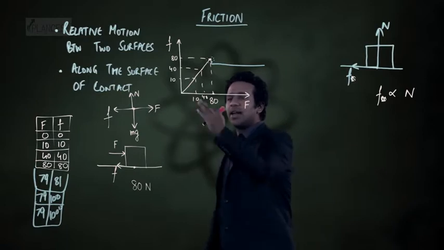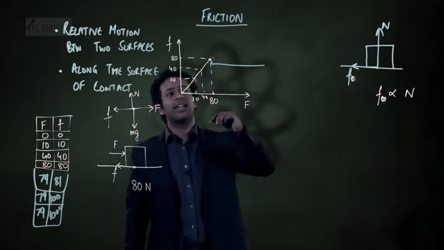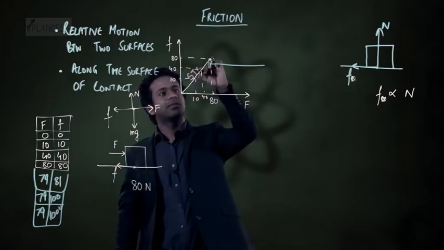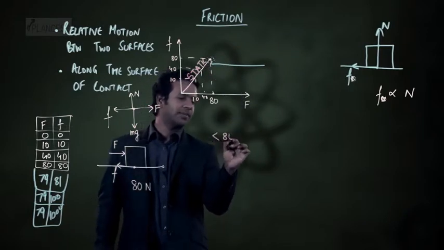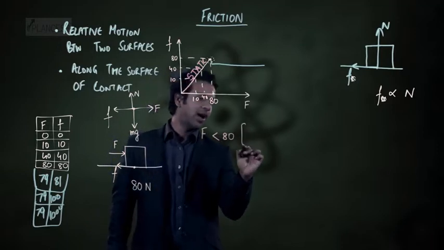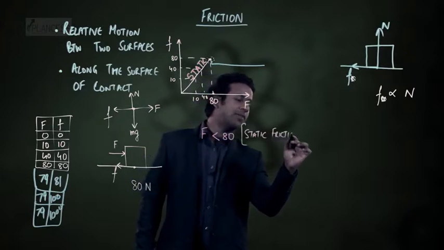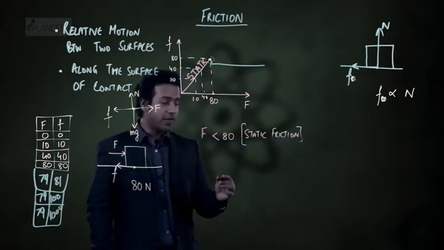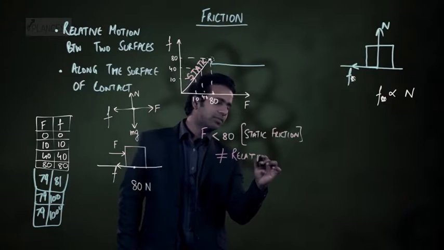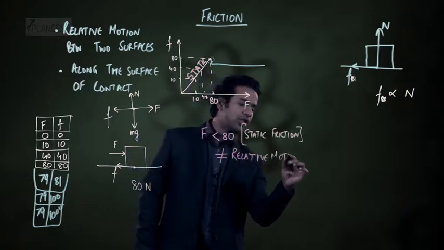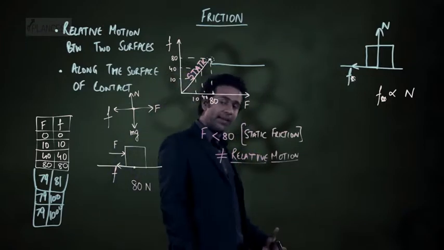You can see that up to 80 newtons the block was stationary. So the friction that was acting was static friction. So for a force less than 80, you had static friction, which basically means that the object was still stationary. There was no relative motion. So static friction acts when there is no relative motion, right?